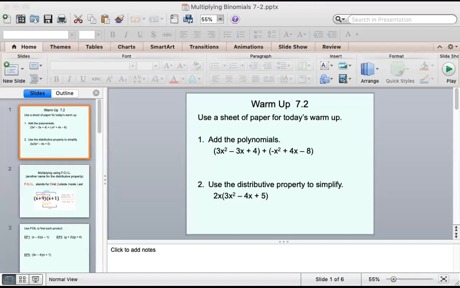Oh, hi, algebra students. We are going to be multiplying polynomials today. So I'm going to share my screen and start the presentation. And we're going to start out here with the warm up. So go ahead and pause the video and try this warm up on a piece of paper. All right, let's see how you did here.